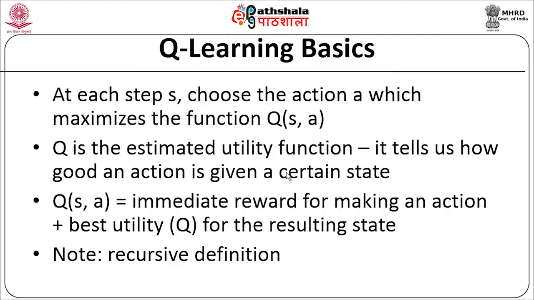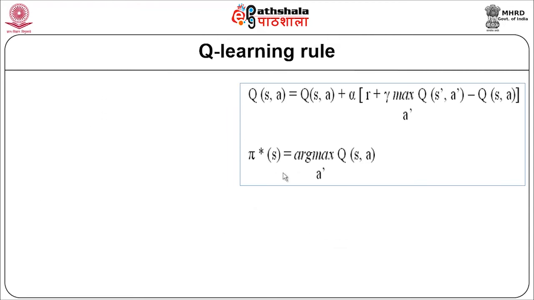So, Q of S comma A is the immediate reward for making an action plus the best utility for the resulting state. So, this is a recursive definition, because each time you will try to choose the action that will give you the best utility Q for the resulting next state, that is the state you reach on taking action A from state S. So, what is this Q learning rule? This Q learning rule is given this way. Remember, it is a special case of temporal difference learning.